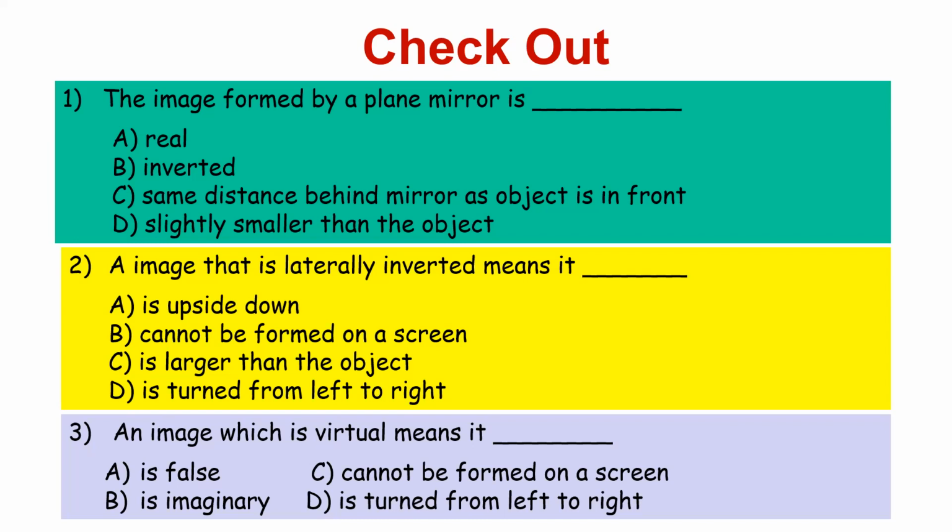The image formed by a plane mirror is... you should know your properties, LUVSS, love SS. So the answer should be, it is laterally inverted. It is not just inverted. It must be laterally inverted.